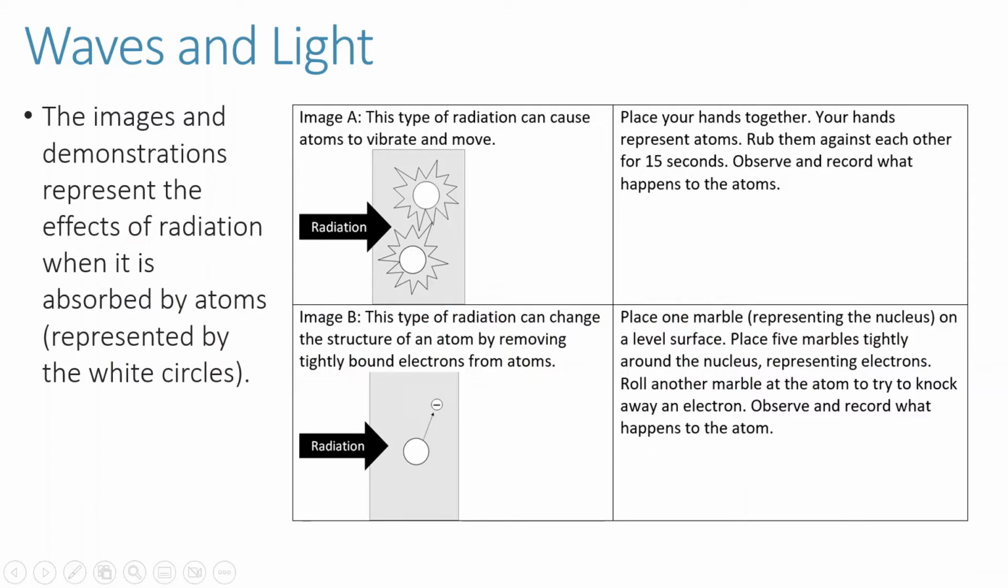Okay, so the images and demonstrations are going to represent the effects of radiation when it is absorbed by atoms. So these white circles are representing atoms. I want you to take a couple of minutes to complete this activity. Read the description for image A and image B, and then perform the two activities that are given there. Return here when you're ready to check your work.